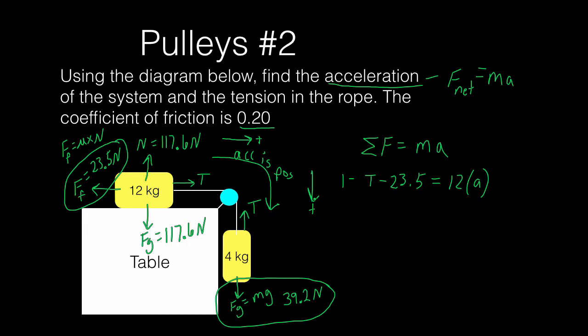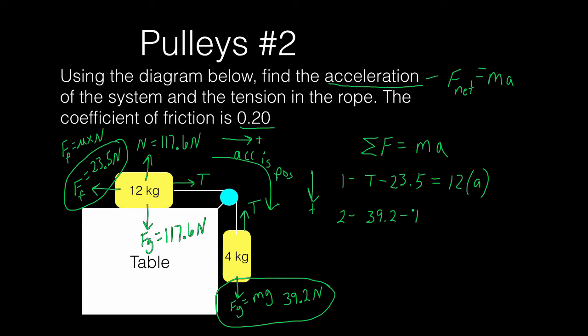Okay, for our other equation here, we're going to look at this part of our problem and determine the net forces acting on this block. So we said that down was positive, so this 39.2 is going to be positive, and to get the net force, I'm going to subtract off tension.